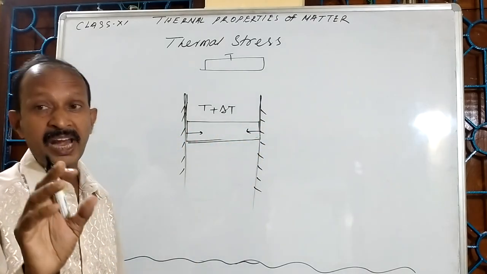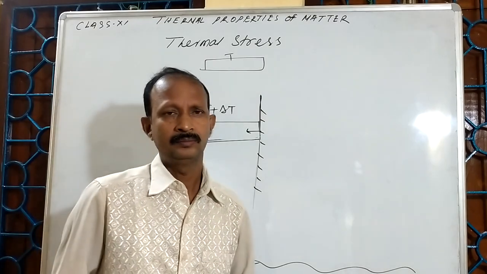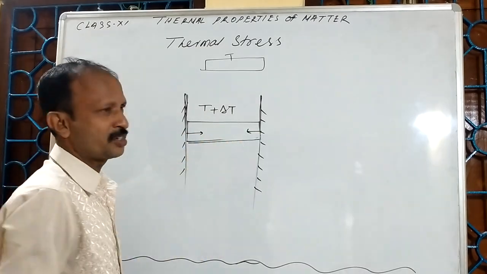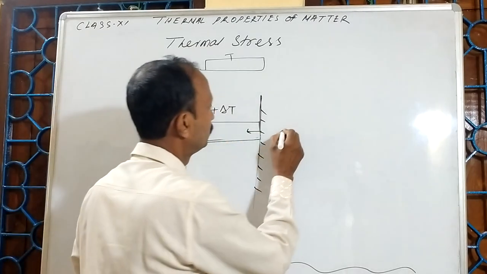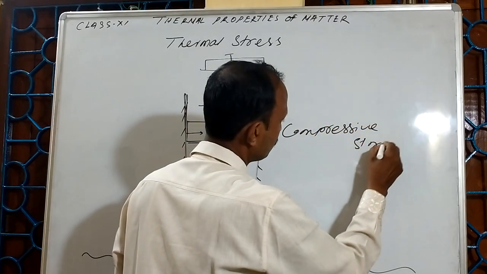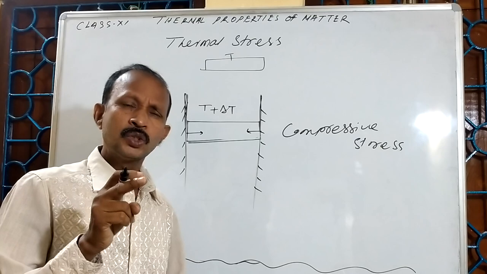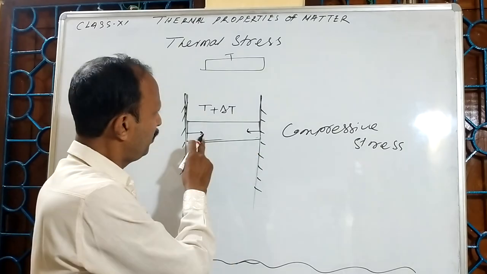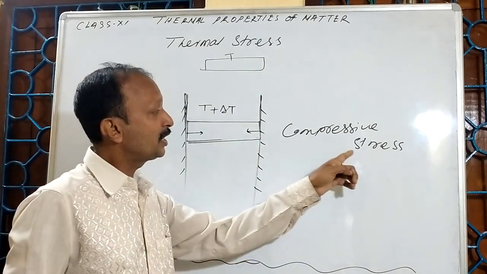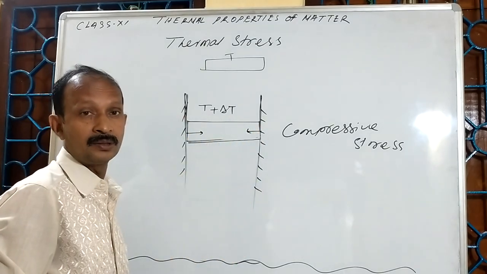So there will be a strain, a compressive strain. The stress which corresponds to this strain is called compressive stress. There will be strain, no doubt. The stress which corresponds to this compressive strain, that is the thermal stress, and it is a compressive stress. There is a compression due to the fixed walls.